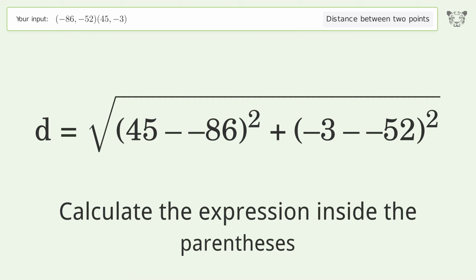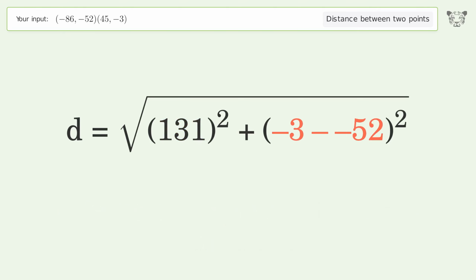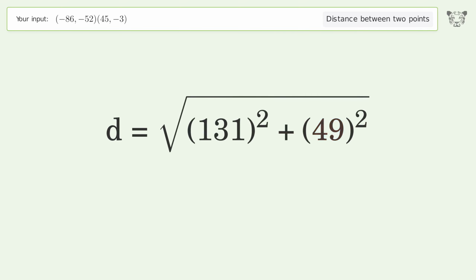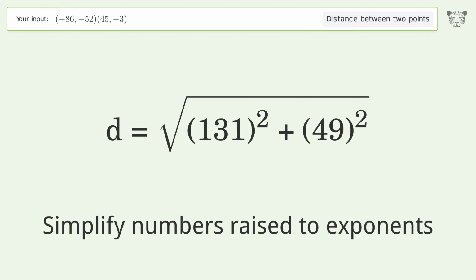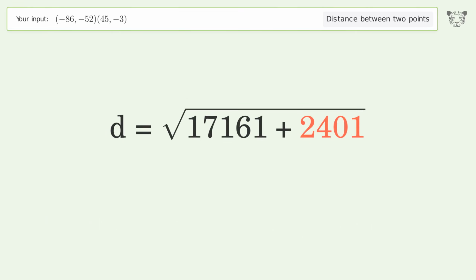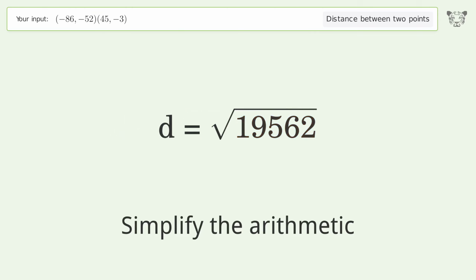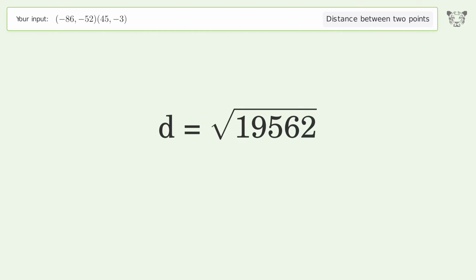Calculate the expression inside the parentheses. Simplify numbers raised to exponents. Simplify the arithmetic. And so the distance between the 2 points is the square root of 19,562, or 139.864.